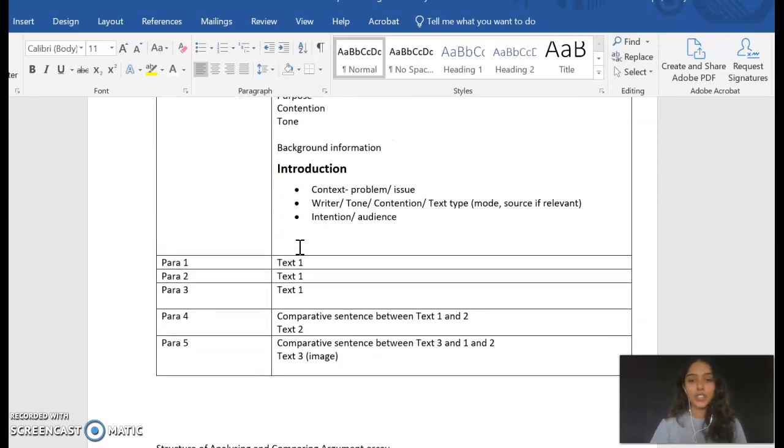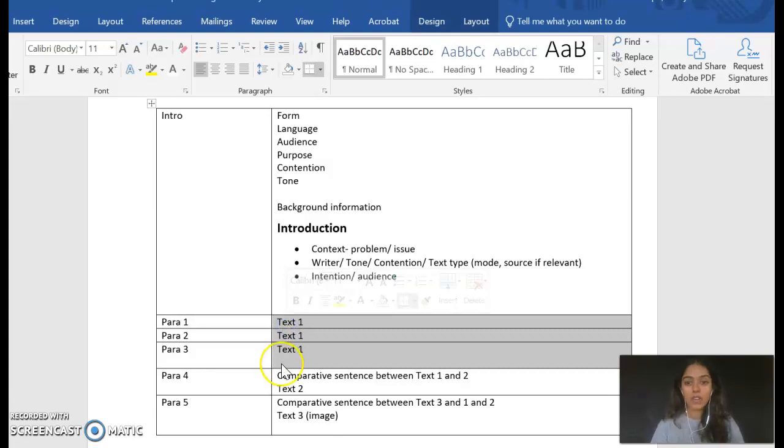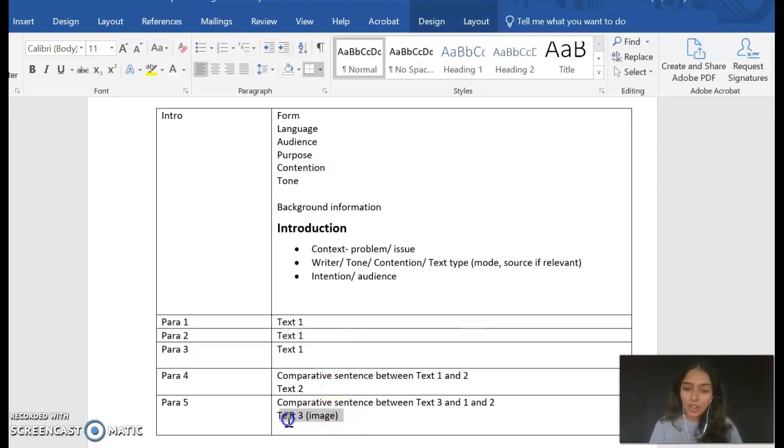Okay, so just an overview of the structure of your essay. You have an intro, and I'll go through what goes in an intro in a sec. You want to write 5 body paragraphs because you don't have a conclusion. You want to write 3 or 2 paragraphs on text 1. Text 1 will be the larger text. Then you want to write 1 paragraph, or you can write 2 if you want to write 2 smaller paragraphs on text 2. And then 1 paragraph on text 3, which will be the image.